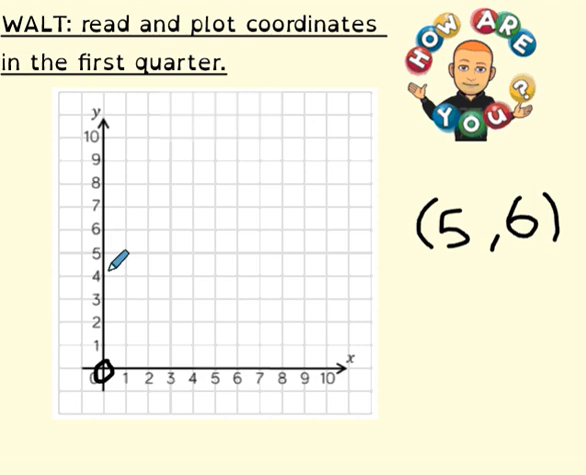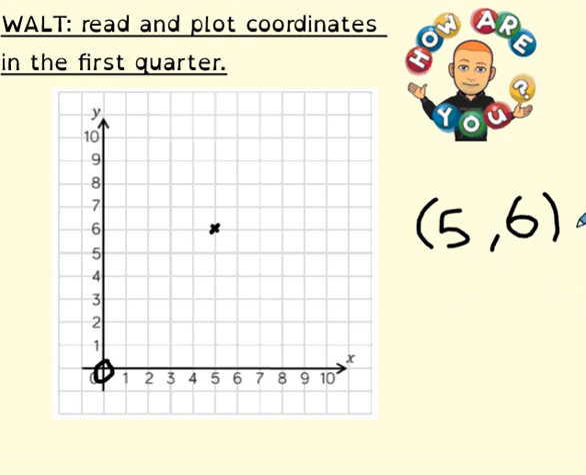So 5, 6 on my chart here would be 5 along the x-axis and then 6 up the y-axis. So where the two lines meet is where I would put a small cross or a little dot or something to acknowledge that's where the coordinate is. So along the x-axis 5 and up the y-axis 6. Where the two lines meet, or where the 2 points meet, is where the coordinate 5, 6 would be found.